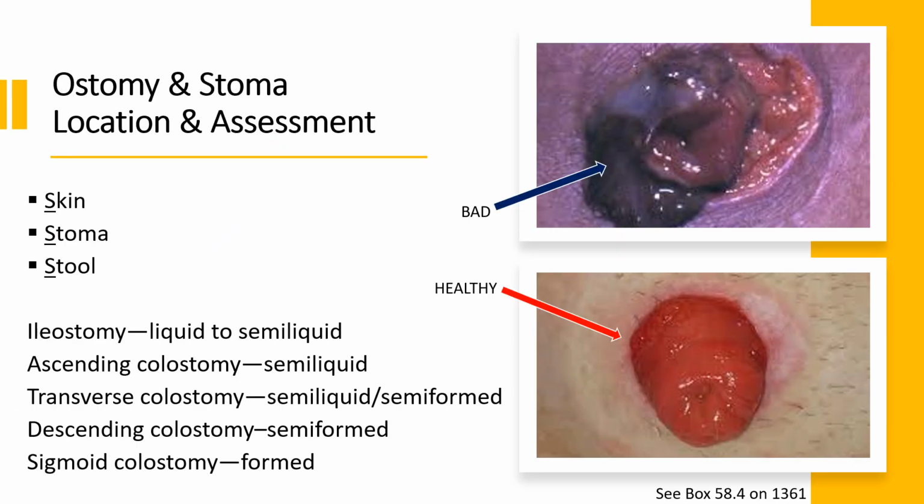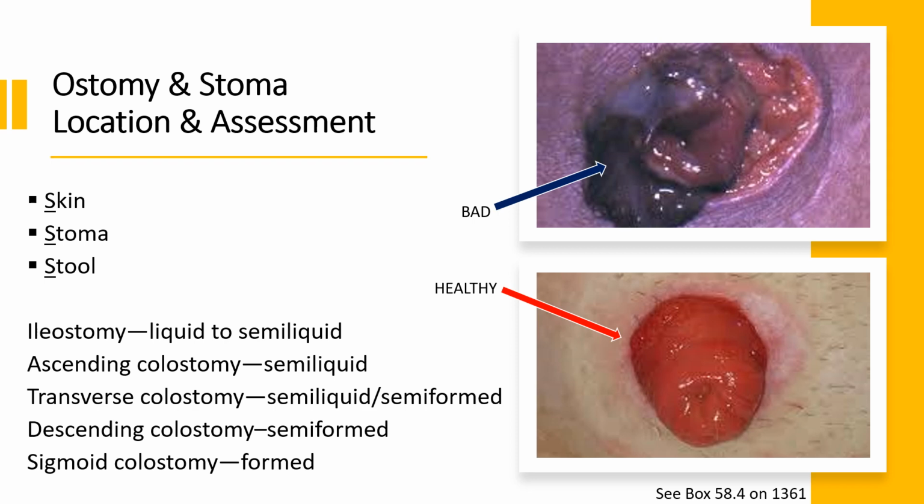This slide should serve as a quick review because you already learned about stomas and ostomies. So let's go over the 3 S's. We have skin, stoma, and stool. So for the skin, we're looking at the skin color of the stoma, and the color surrounding should be consistent with the rest of the abdomen. You're looking for any lesions, excoriations. If you see anything, document it.